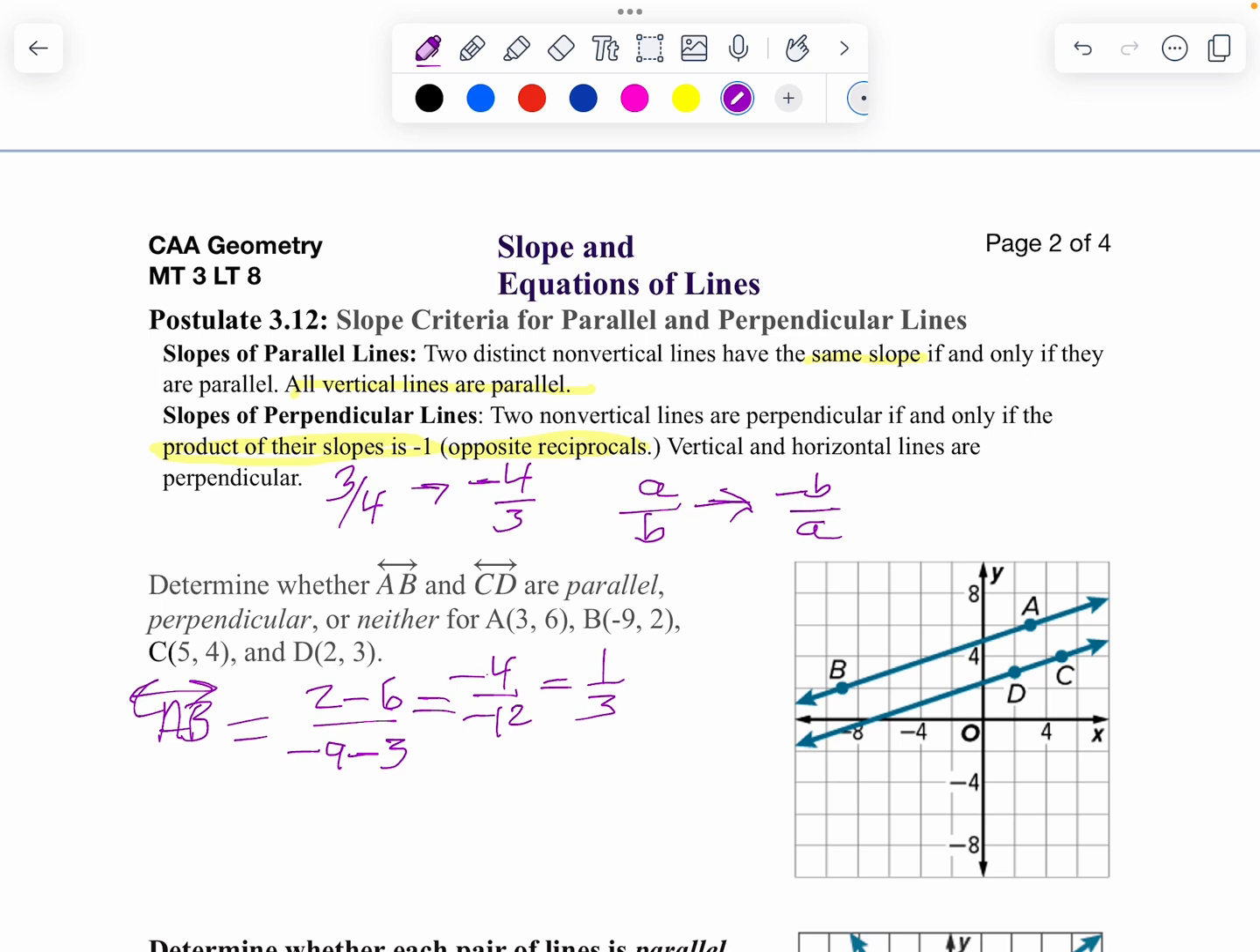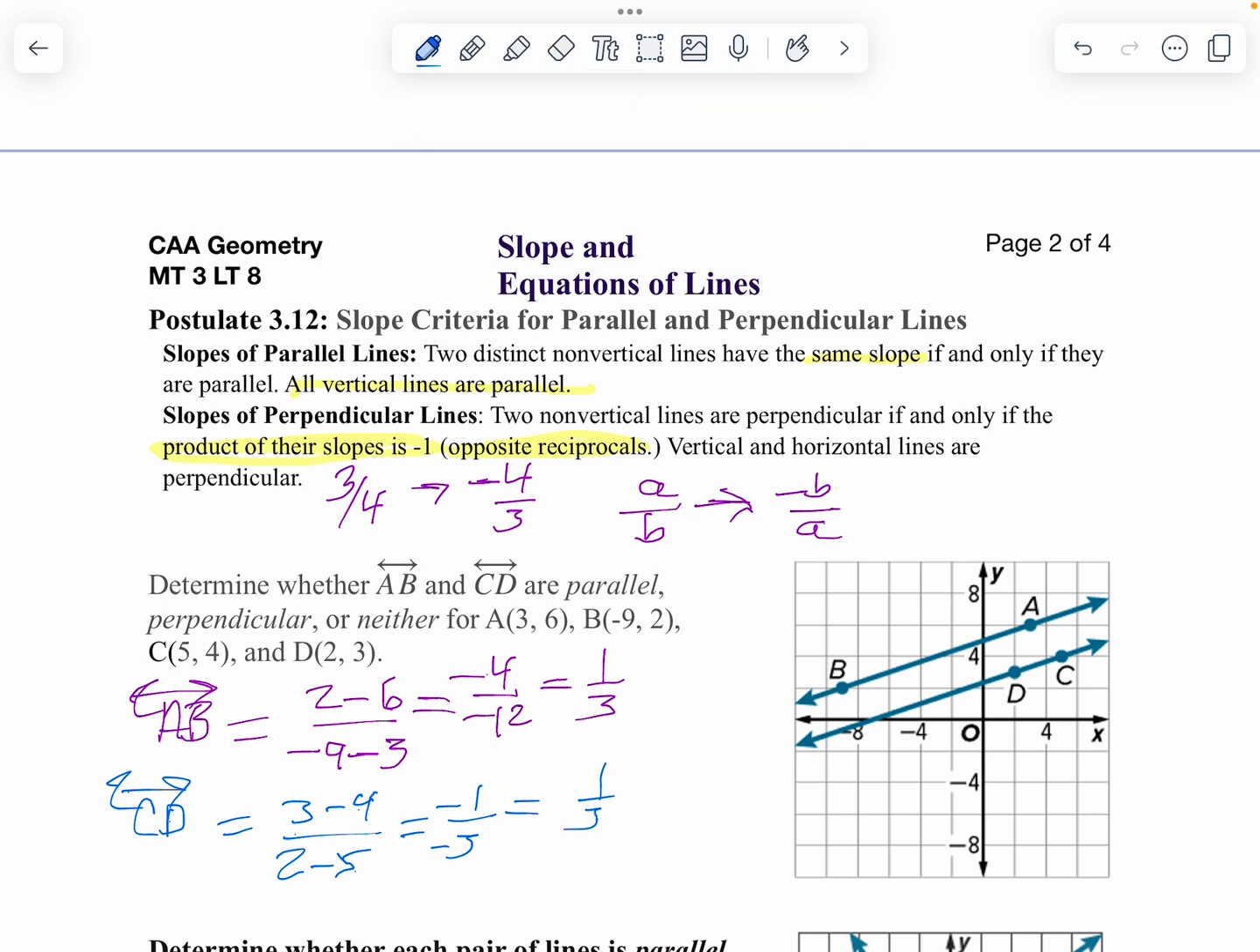Now let's turn around and let's find the slope of CD. So I'll go 3 minus 4 over 2 minus 5. 3 minus 4 is negative 1. 2 minus 5 is negative 3. A negative divided by a negative is a positive. I said positive, but I wrote down negative. Okay, there we go. Positive 1/3.